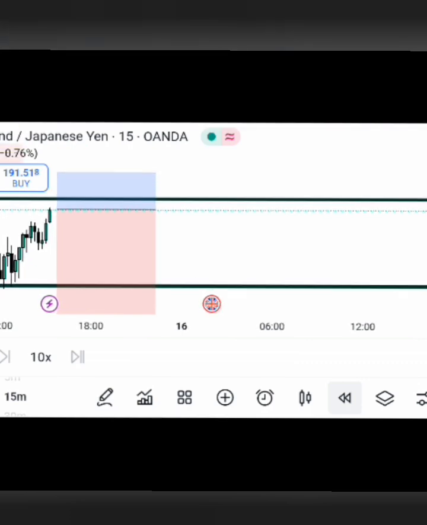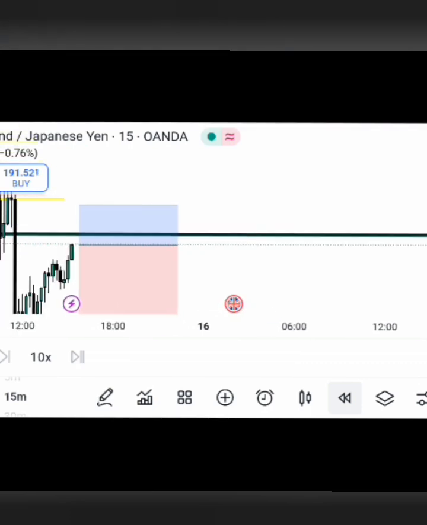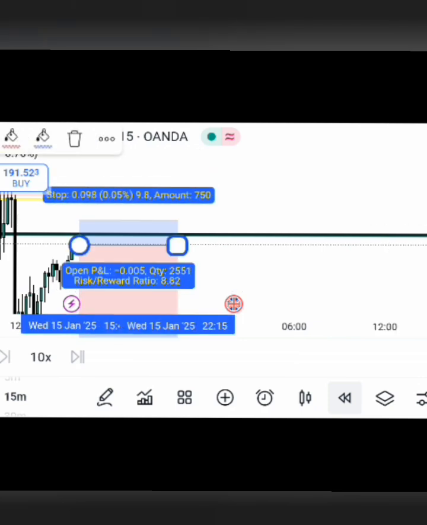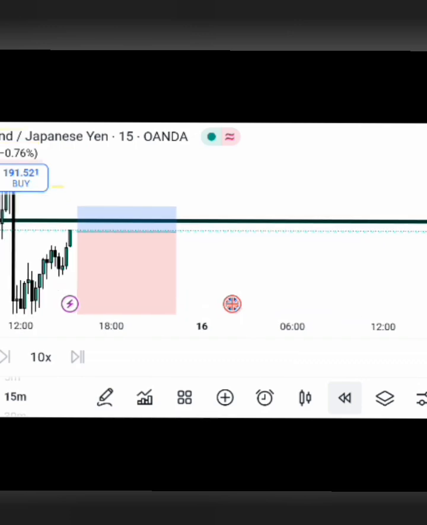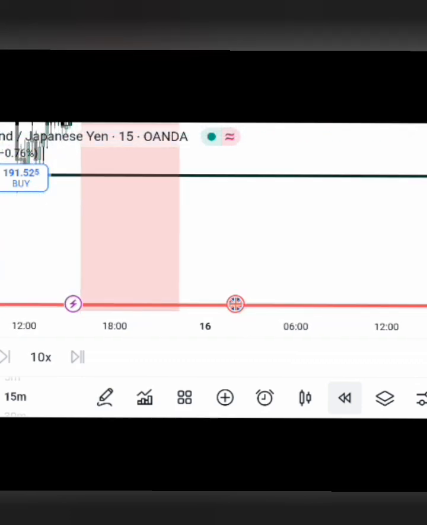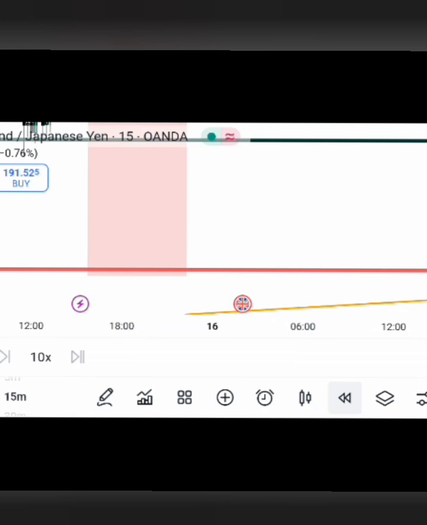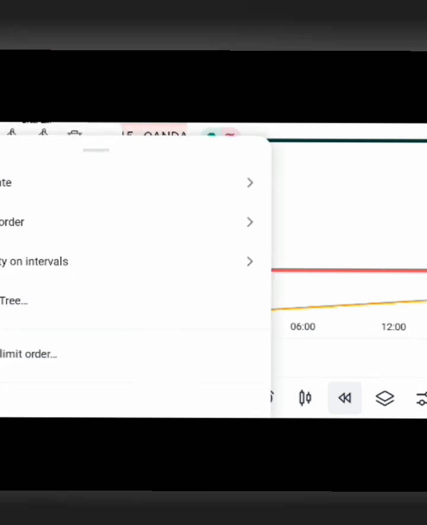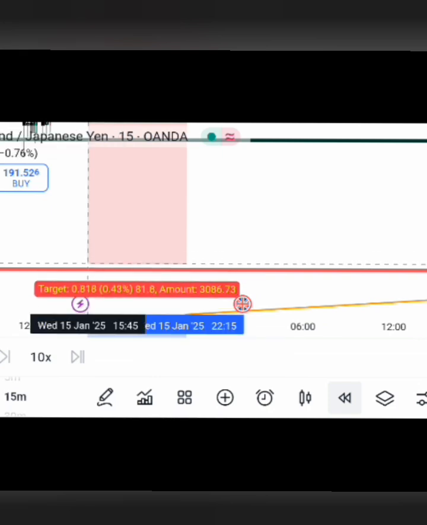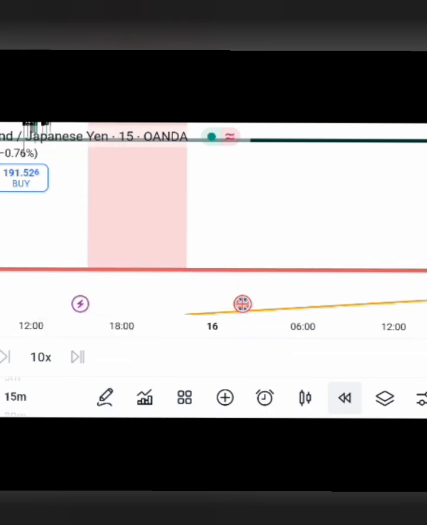This is how top-down analysis is made easy. This is why I am consistently making profit. So I want my stop loss to be somewhere here. Then exactly where my take profit is, that is where I want it to be. I want my take profit to be here. Here like this. My first take profit.